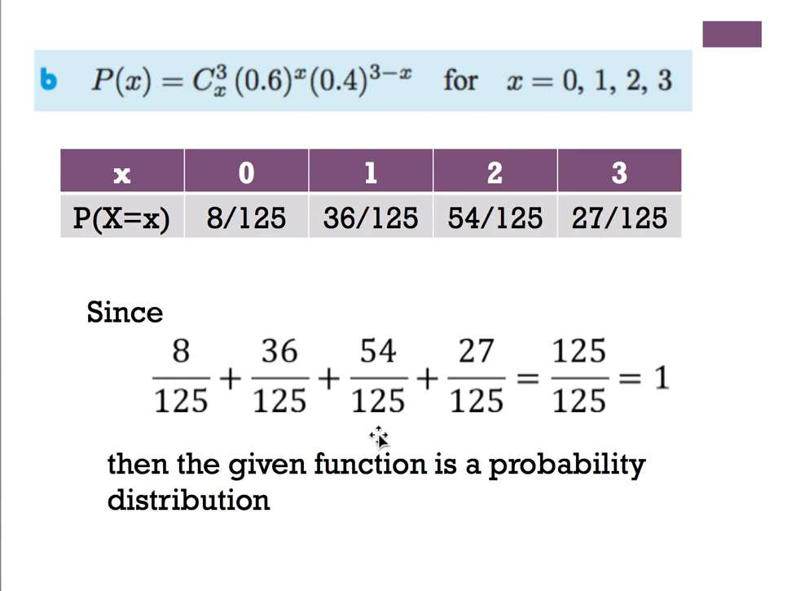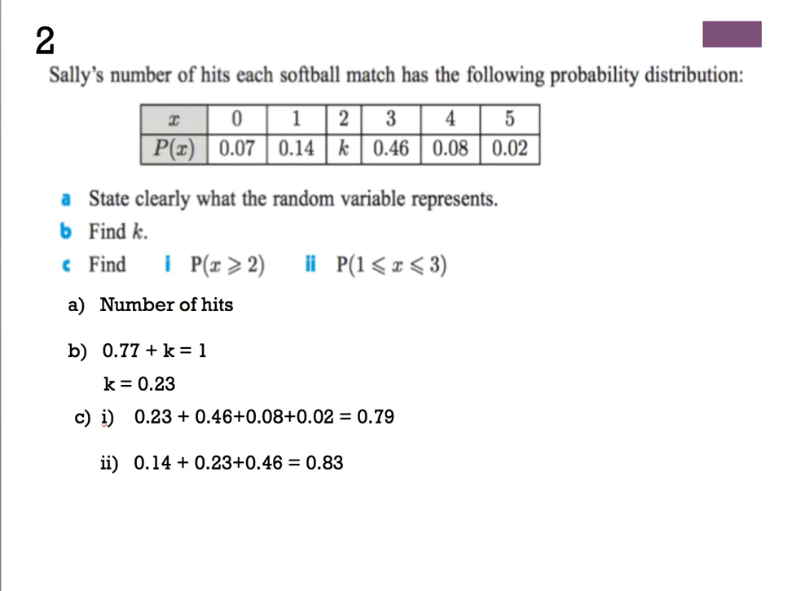And you get the sum of all the probabilities. If it is 1, then it is a valid probability distribution. Okay, so now let's go to the second example, question number 2.